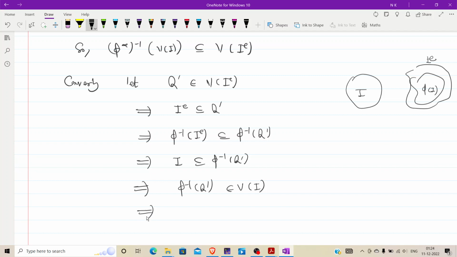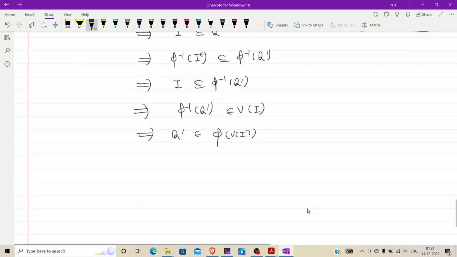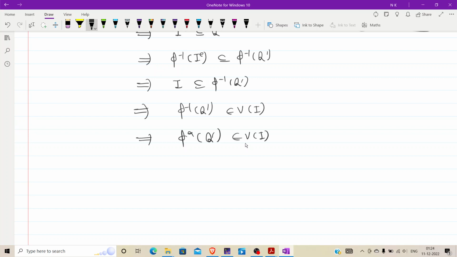Okay, now what does this mean? This means q dash belongs to phi of V of I, right? Or we may do one thing, as per our target we can just ignore this step here, and directly use the map phi star. So phi inverse of q dash is nothing but phi star of q dash. So phi star of q dash belongs to V of I, right? So where does q dash go? So q dash belongs to phi star inverse of V of I.